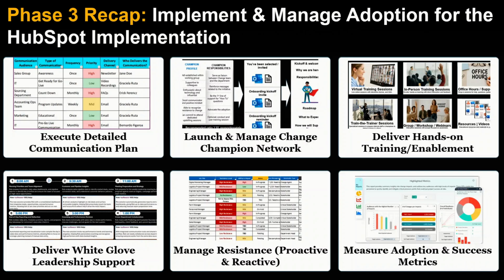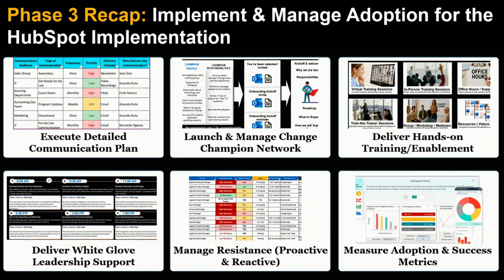Now, before we move on to phase four, let us do a quick recap of phase three, which is the change management, implement, and manage adoption for HubSpot implementation. In this phase, the focus was all about execution and engagement. So we rolled out our communication plan to drive awareness and readiness for the HubSpot implementation. We launched and managed the Change Champion Network to help keep momentum strong at the grassroots level.